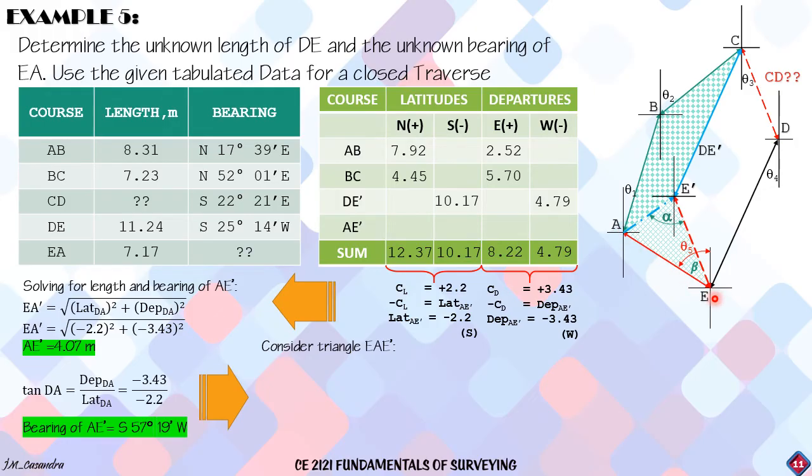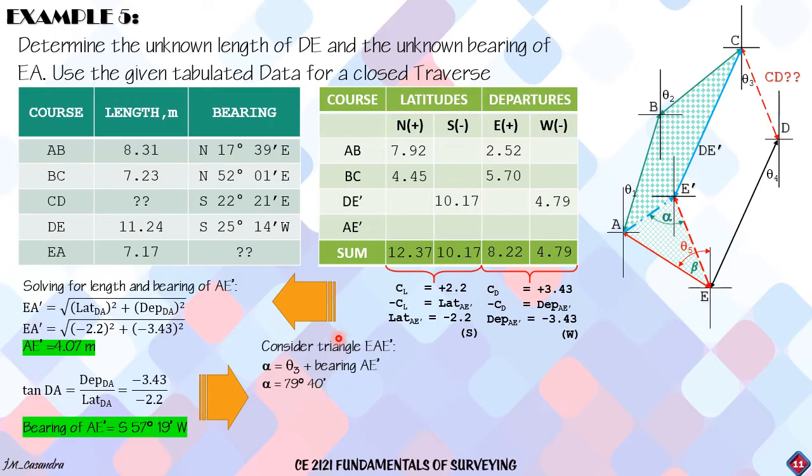So we could solve for the angles alpha and beta. Beta is the angle between AE and EE prime. From there, alpha, as we can see, is equal to the bearing of line AE prime, the closing line, and bearing of, or this is theta 3. So yes, this is theta 3. So alpha now is equal to 79 degrees 40 minutes.